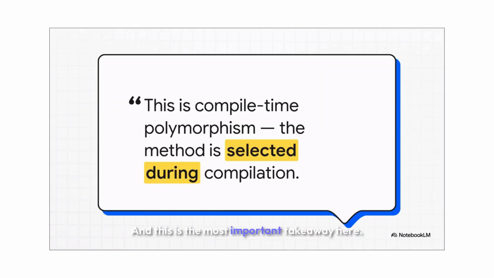And this is the most important takeaway here. This whole decision, this process of linking the method call to the specific piece of code, it all happens during compilation. That means it happens before your program is ever even run. That's precisely why we call it static or compile-time polymorphism. The path is already paved and set in stone.